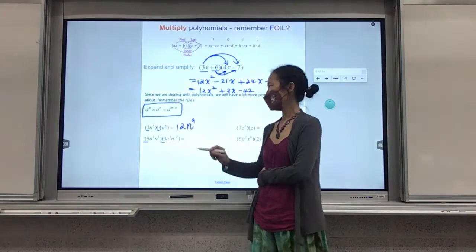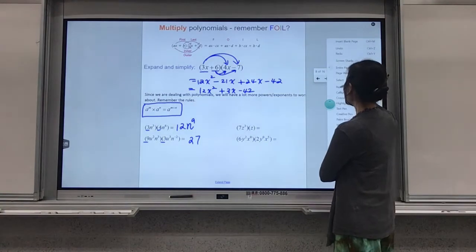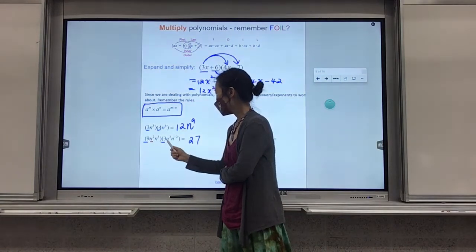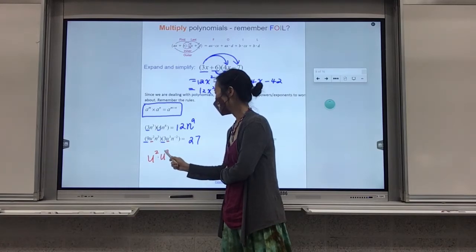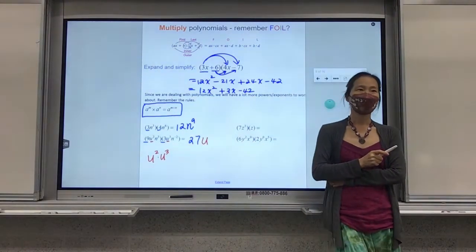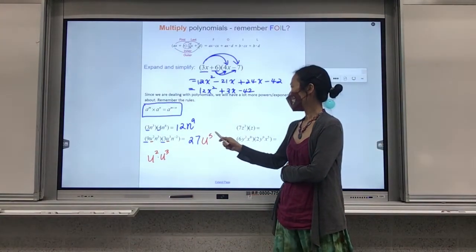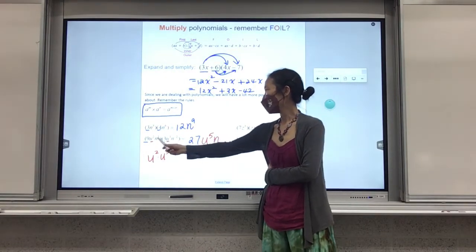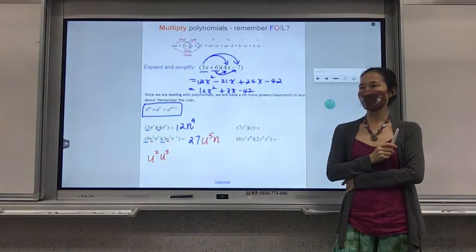9 times 3 is 27. We can only combine the elements with the same base. So this is u squared times u to the power 3, which is u to the power of 2 plus 3. Yeah, it's 5. Good. And finally, we have n to the power of 3 and negative 2, which is 1. Good. It's 1. I don't need to write it.